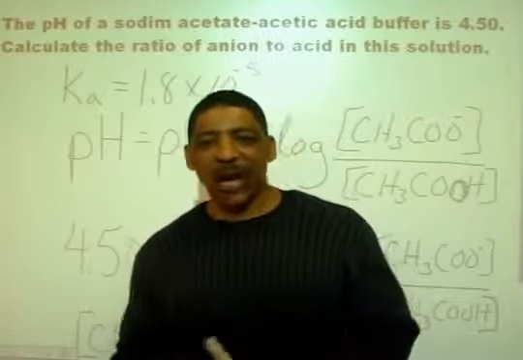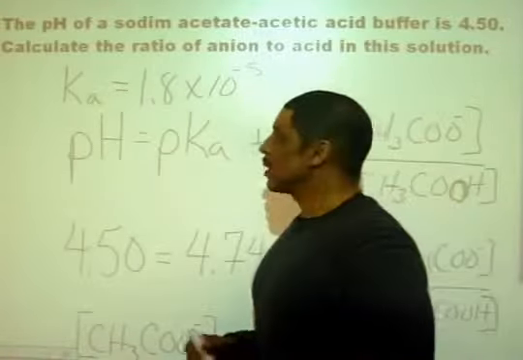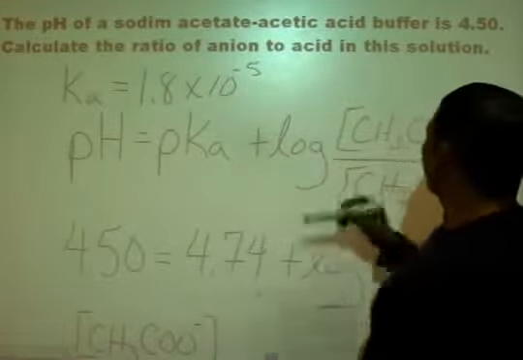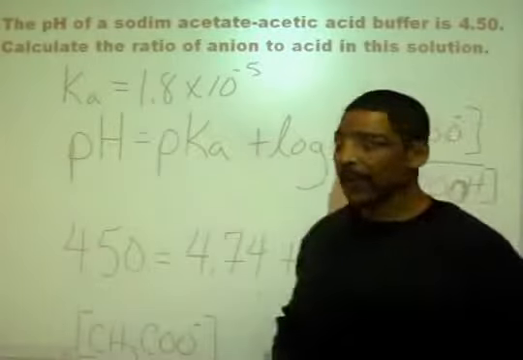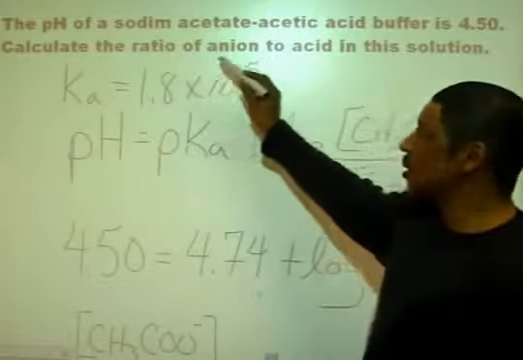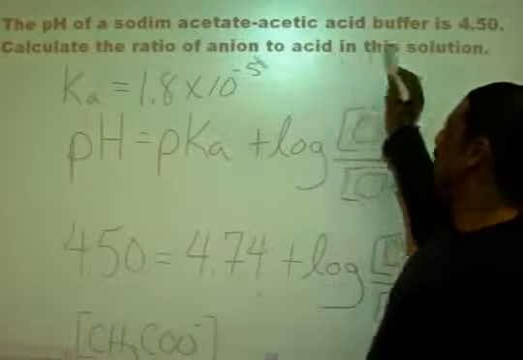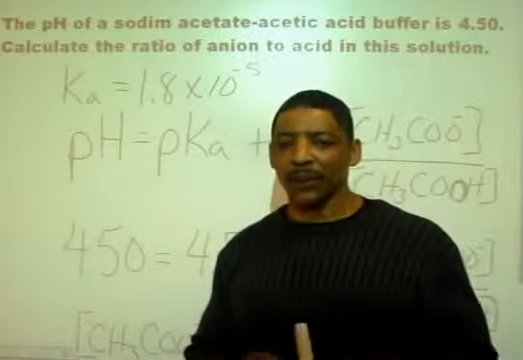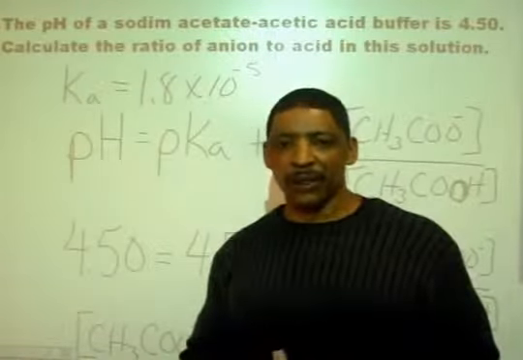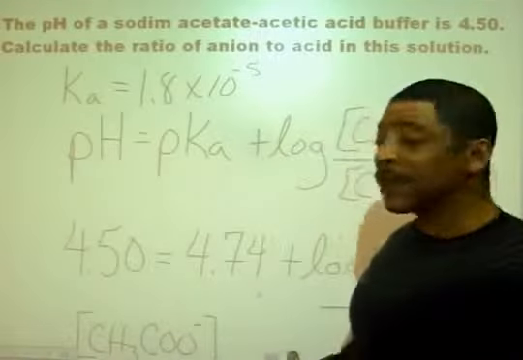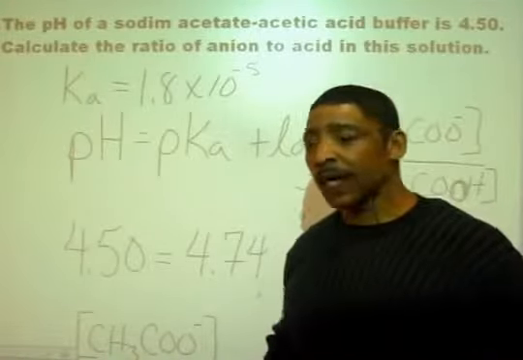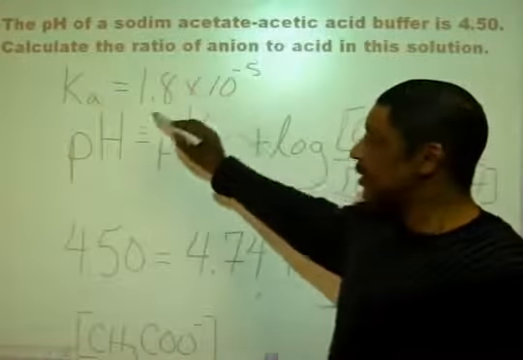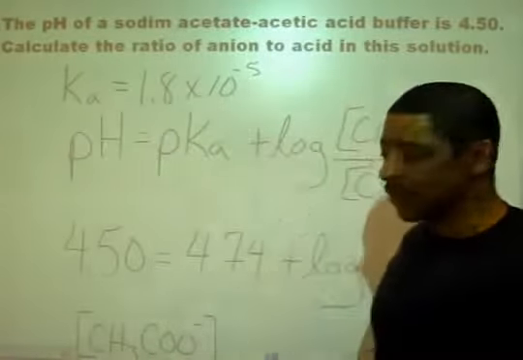Okay, let's try one more practice problem. The pH of a sodium acetate acetic acid buffer is 4.50. Calculate the ratio of anion to acid in this solution. So let's go directly to the Henderson-Hasselbalch equation. From a table of Ka values, I know that the Ka value for acetic acid is 1.8 times 10 to the minus 5.